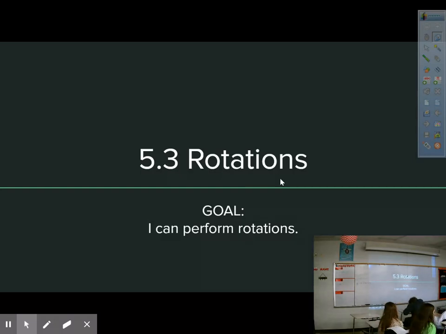A reflection is flipping it, like where you flip it over. And a rotation is where you turn something.